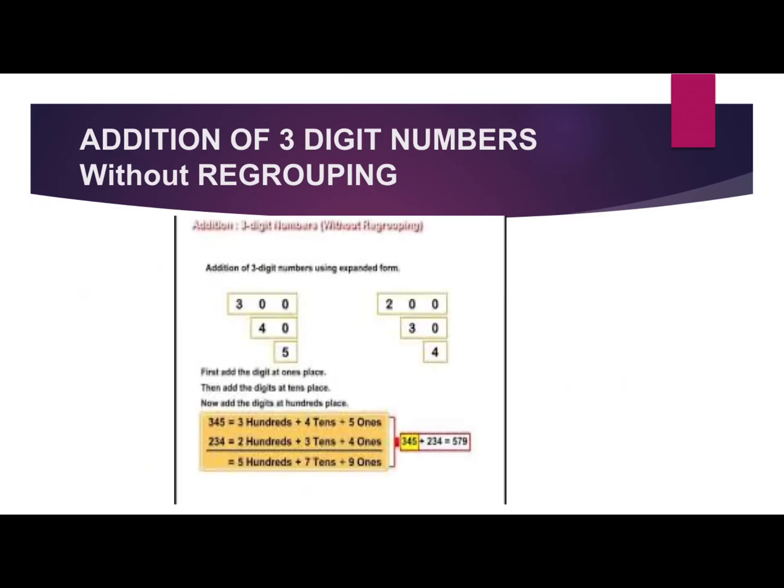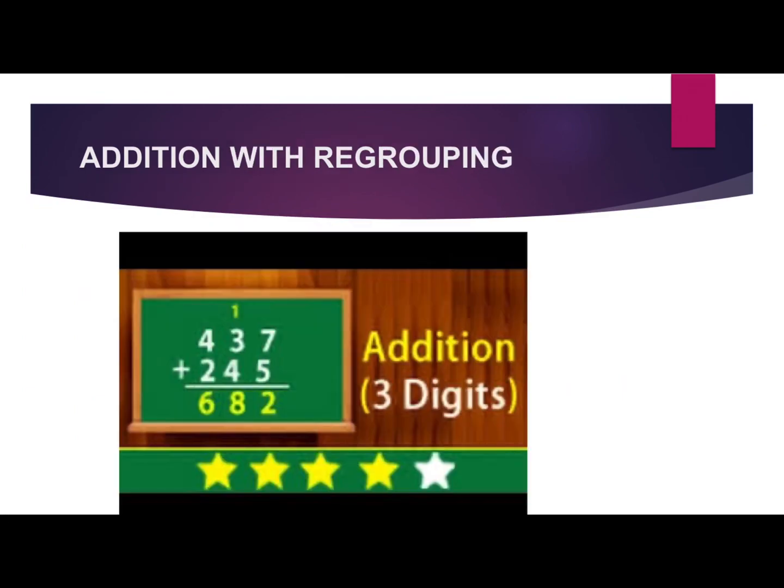Another example for you, 345 plus 234. 345 can be expanded as 300 plus 4 tens plus 5 ones. And 234 is 200 plus 3 tens plus 4 ones. Now you add it. 5 plus 4 is 9 ones. 4 plus 3 is 7 tens. 3 plus 2 is 500. So it is 579.